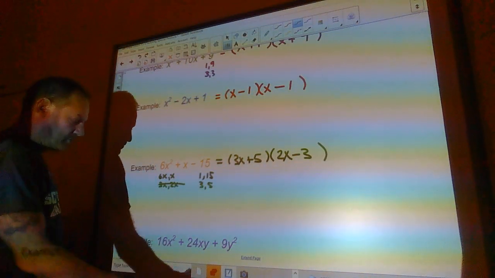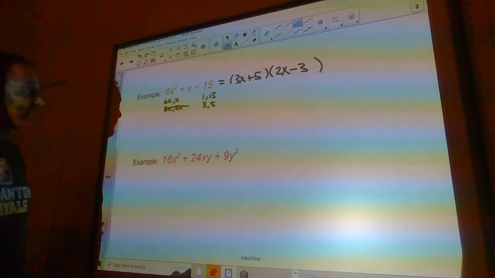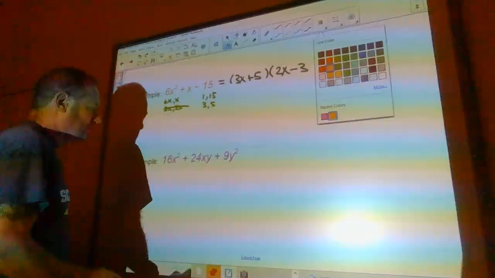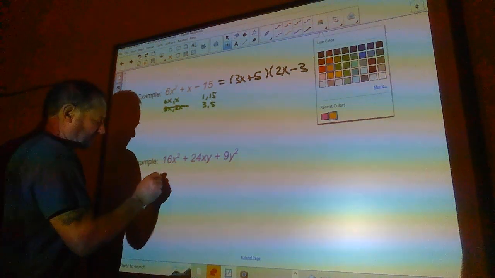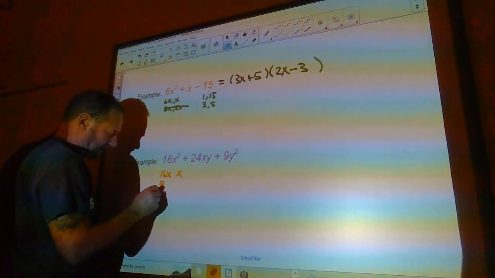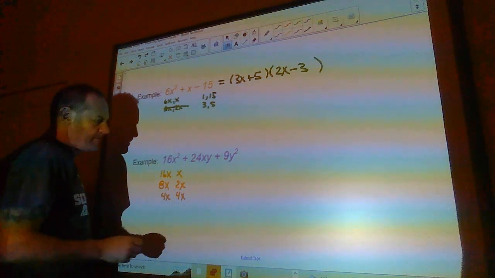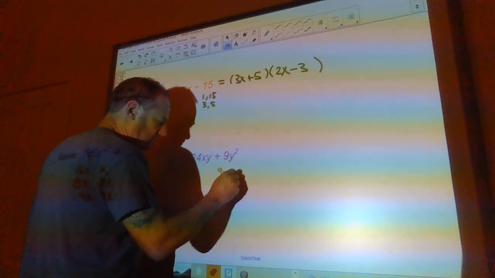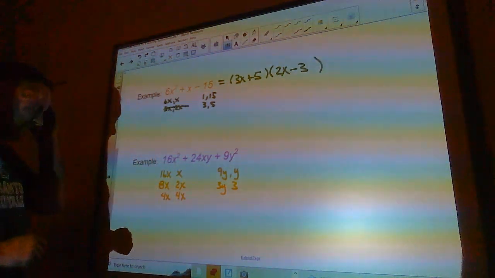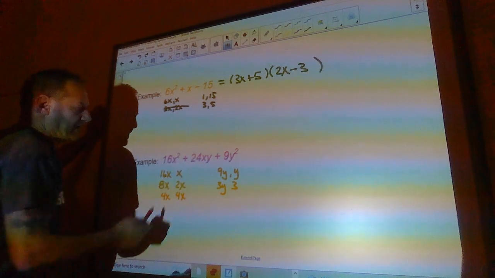Okay. One more here. All right, let's look at this one. I've got a 16x squared and a 9y squared here. Yikes. Okay, so let's see. My factors here are going to be 16x and x, and 8x and 2x, and 4x and 4x. Here I've got 9y and y, 3y and 3y. That's it. So there's what, 2, 4, 6 possible combinations. I got to make 24xy in the middle.